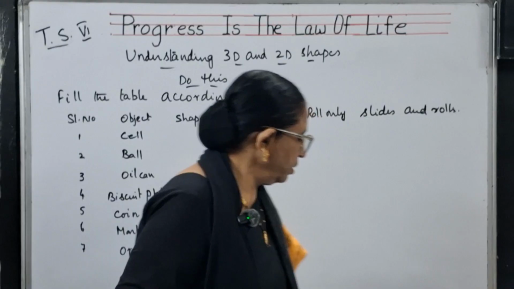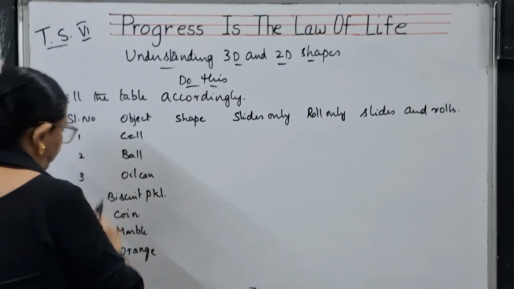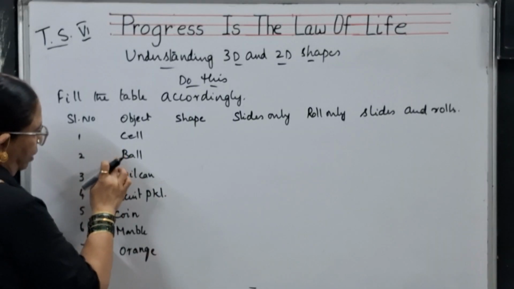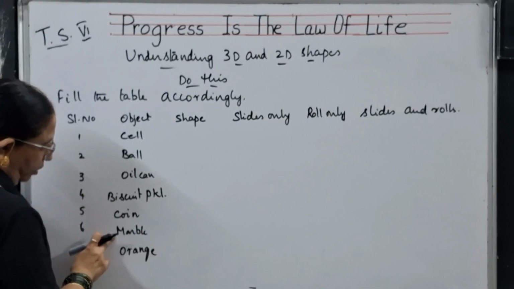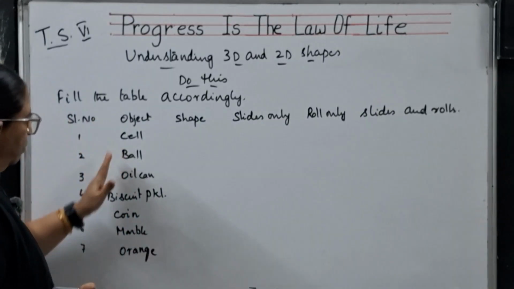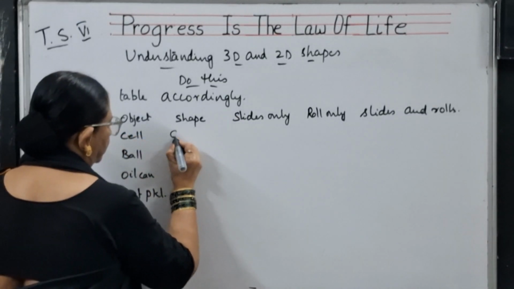Now let us see. Do these sums, children. They have given 7 objects here. What are they? Cell, ball, oil can, biscuit packet, coin, marble, orange. These all you know. Now you need to write the shape of these. One they have given here.